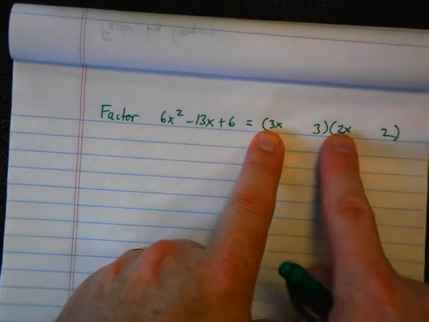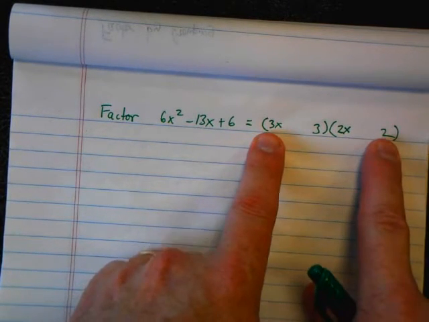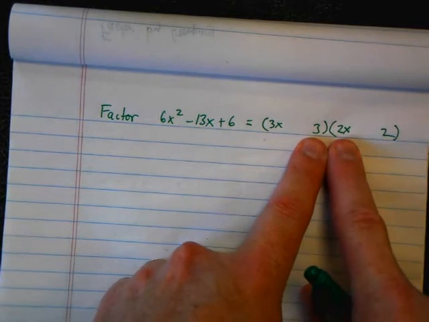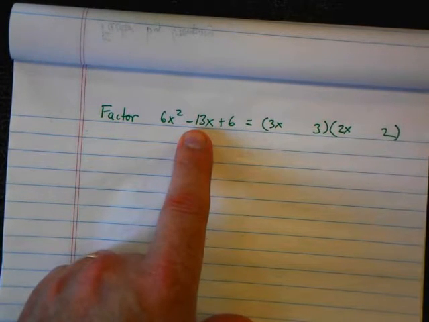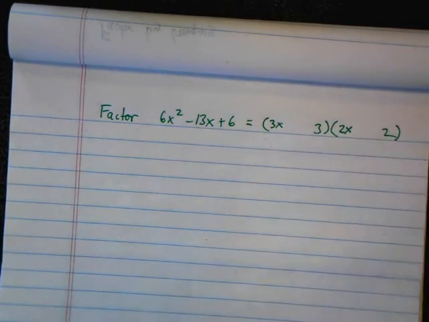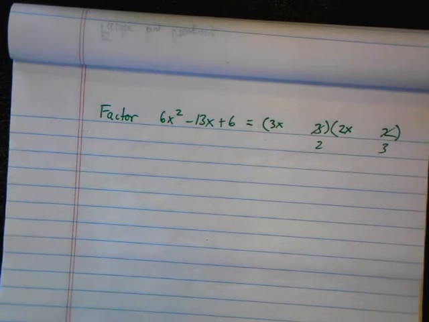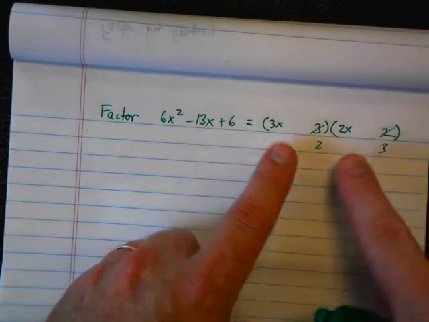Well, 3x times 2x is going to give me the 6x squared, so that's good. On the outside, I'm going to have a 6x, and on the inside, I'm also going to have a 6x. Is there any way I can put together a 6x and a 6x and end up with a negative 13x? No. So what does that tell me? One of my guesses is bad. Or, even worse, maybe my guess is correct, but I should have put the 2 there and the 3 there, because now it makes a difference when I do FOIL, doesn't it? Because now I have a 9x and a 4x.